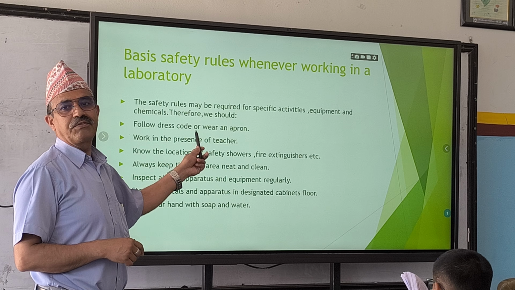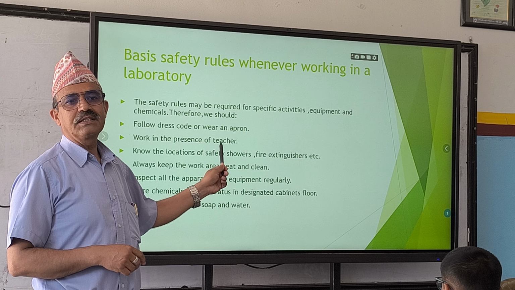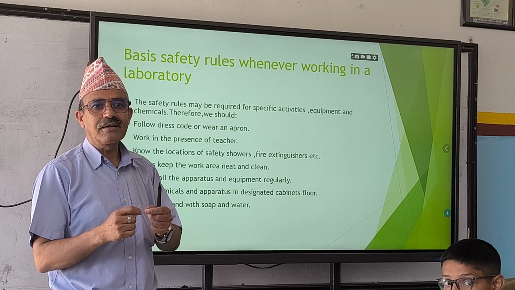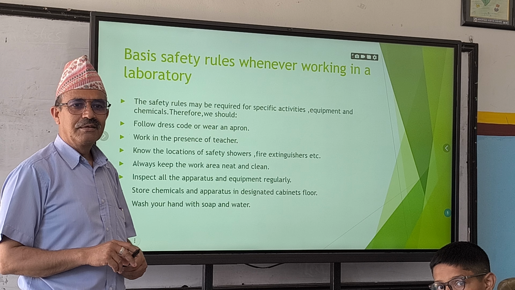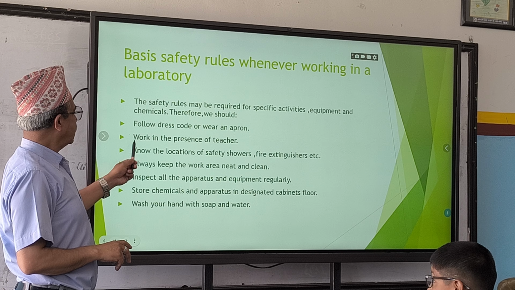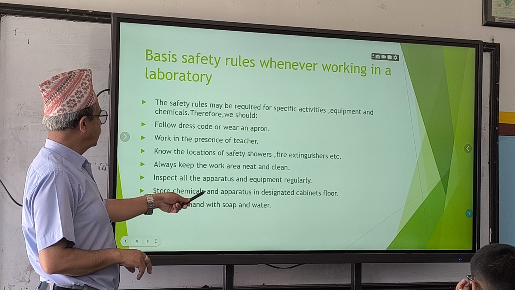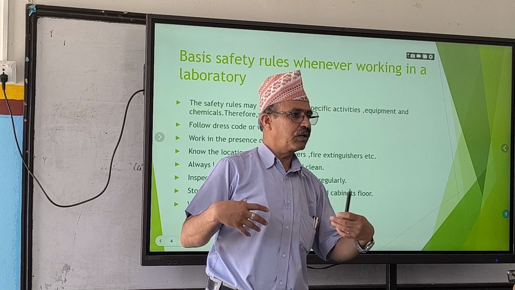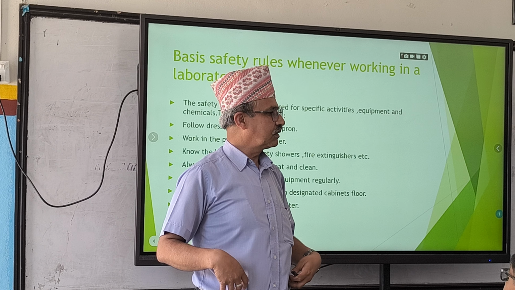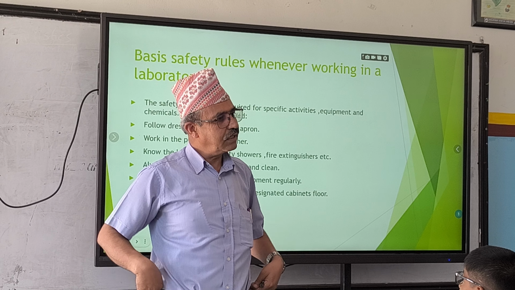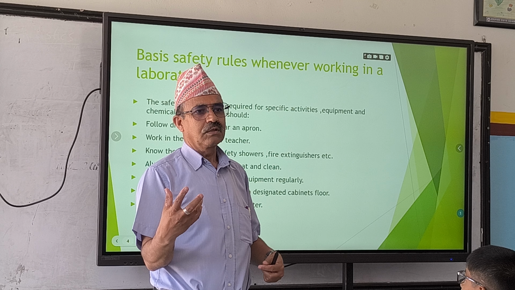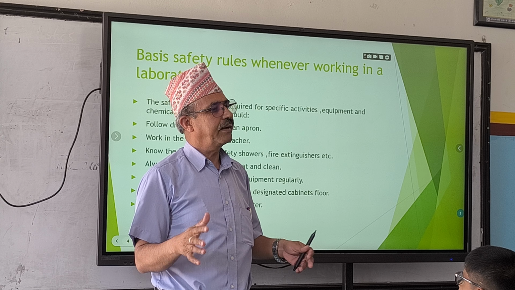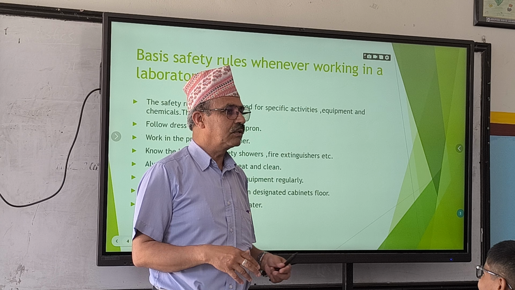And safety rules, these are very important, right? Basic safety rules. Why are you biting your nail? Use a nail cutter and cut. Right, boy? Work in presence of the teacher, follow the dress code, wear an apron. While cooking food in the kitchen also we have to follow the dress code. Some ladies wear nylon sari, then fire may catch them. So many cases we have heard, no?